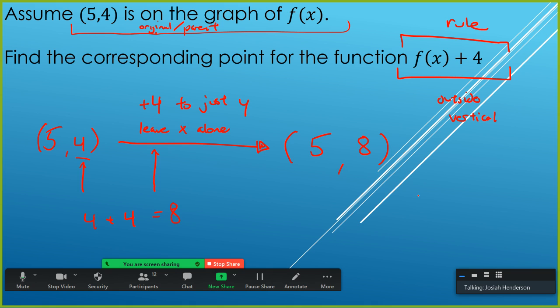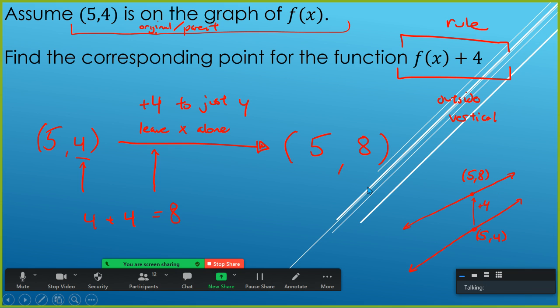If we had a picture of this, which we don't, and we don't need to concern ourselves with it, we have our original. Maybe it's a straight line. They're telling us 5, 4 is on the original. Then we do the translation, f of x plus 4. So our new one looks the same as the old one. The shape is the same. It's just been pushed up 4 units to 5 comma 8 this time. That's our plus 4 in the middle. So think about it that way.